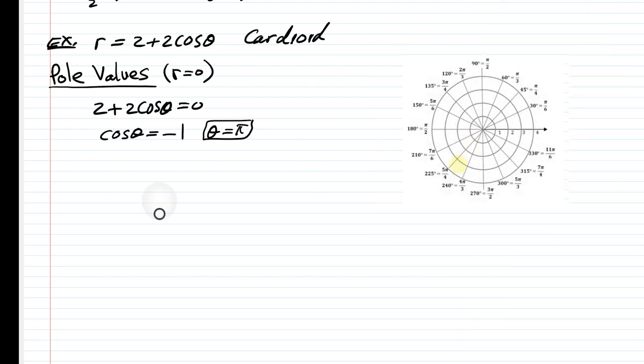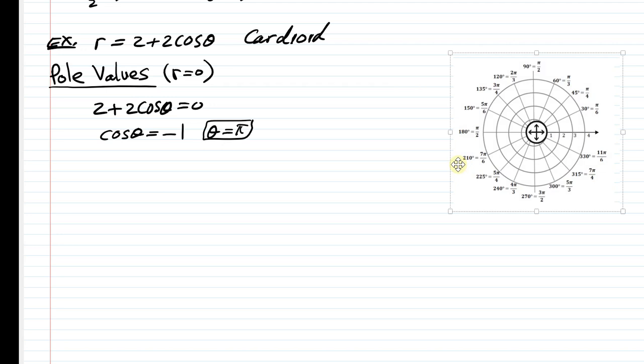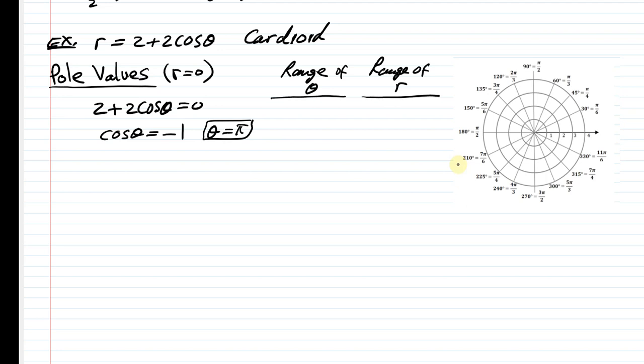There you go. So I'm going to go again with my usual, range of theta and range of r, and see how this turns out. For range of theta, I'm going to go from 0 to pi over 2. For the cardioids, pretty much you go every 90 degrees.